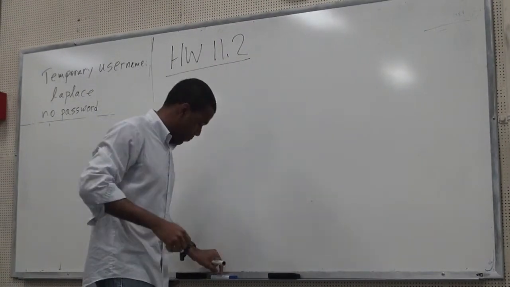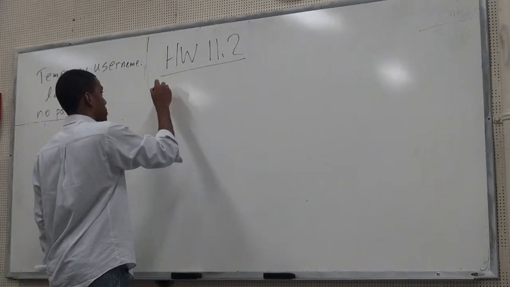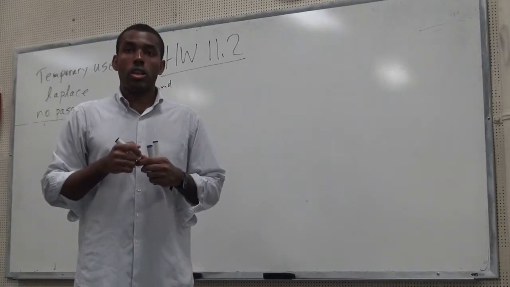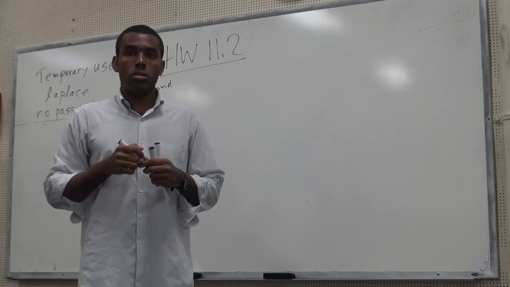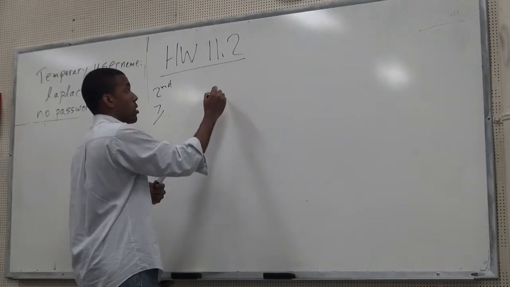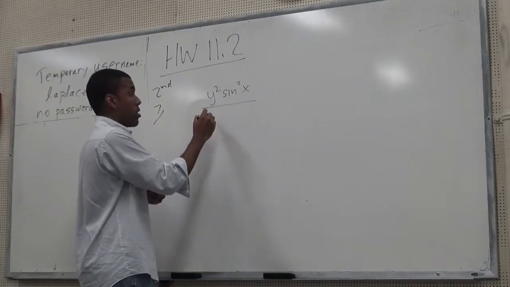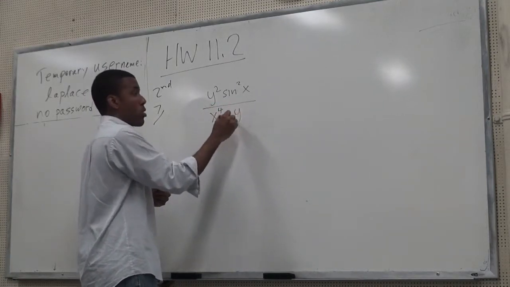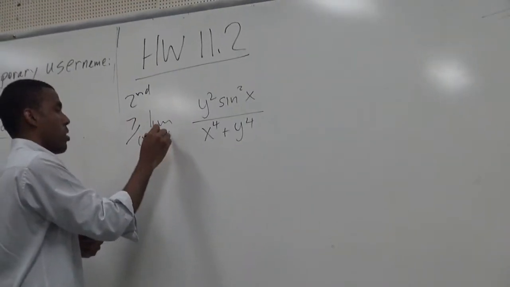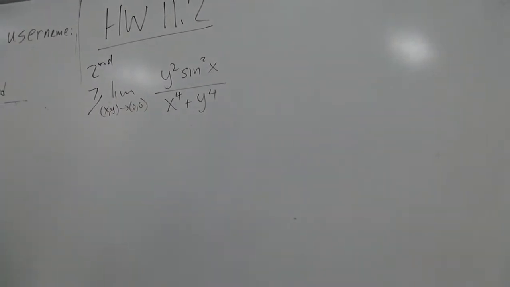Questions on homework? Number 7. Second edition? Second. Okay, what does that say? So it says that when the limit as (x, y) approaches (0, 0), the function is y squared sine squared x over x to the 4th plus y to the 4th. So it just asks you to find the limit or show it doesn't exist, right? Okay, ideas?